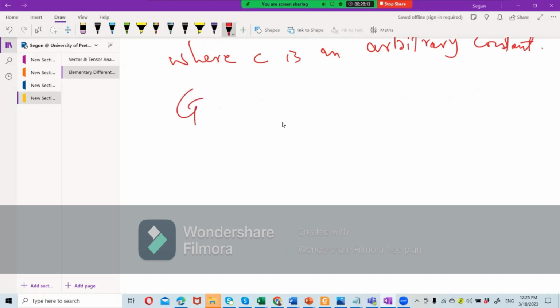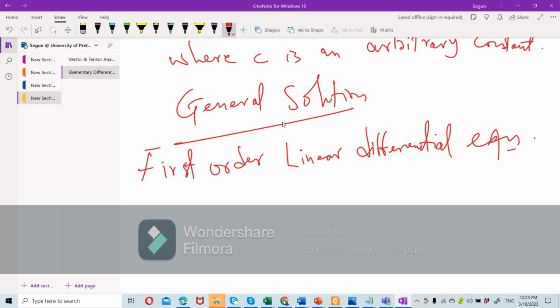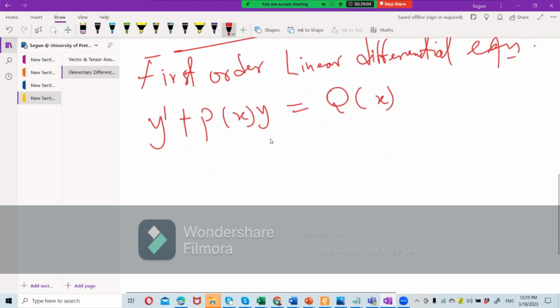So let's look at a general solution. We are still working on first order linear differential equation. So the general solution says y prime plus p of x, y equals q of x. That's the standard form.